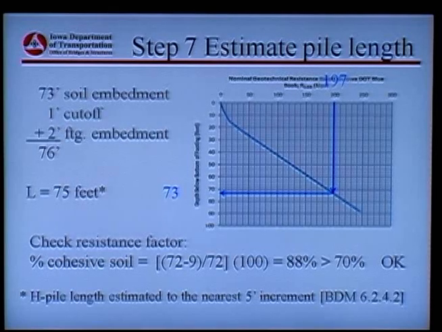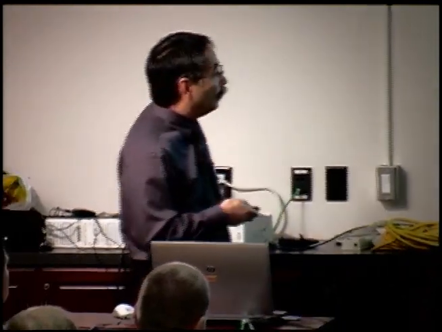That's right here. Minus the 9 foot of sand, divided by the total 72, and we have 88%. So there's 88% of the pile embedded in cohesive soil. Does that make sense? So now we validated, yes, the 70% is true.